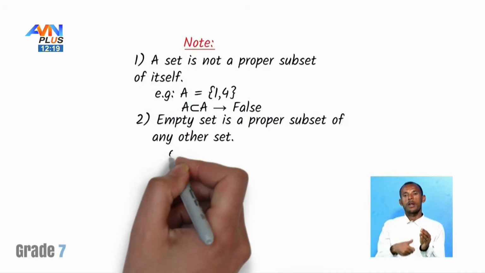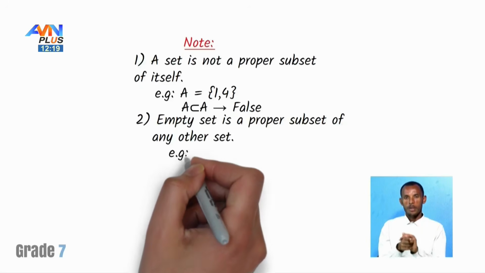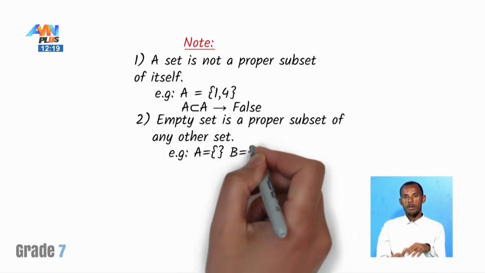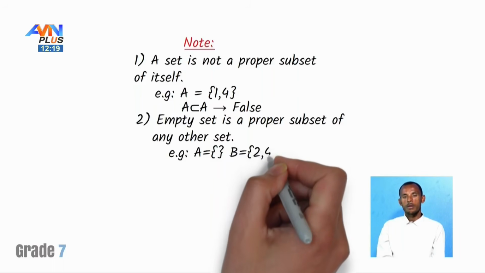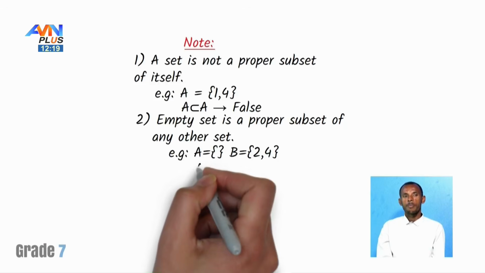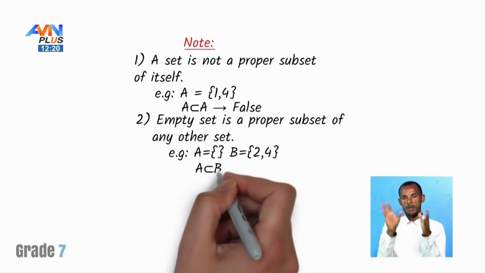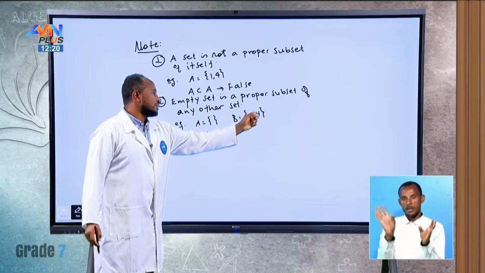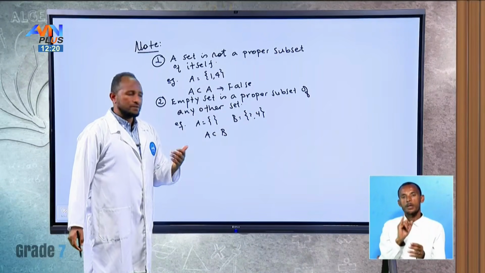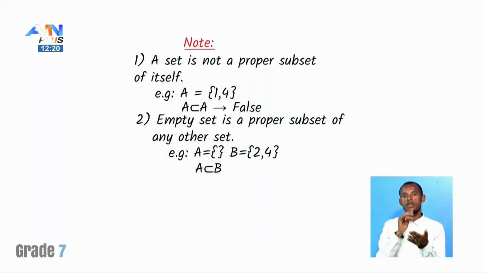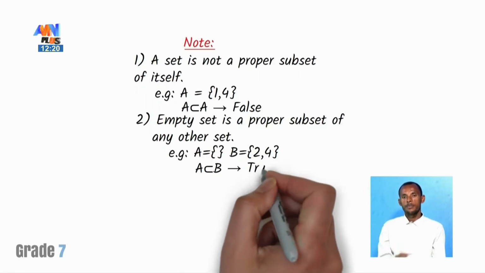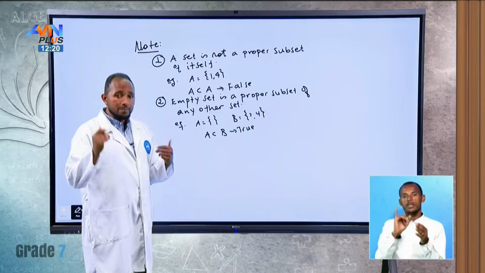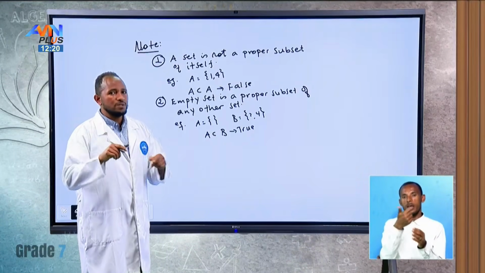So here, if you take set A as empty, and set B as any other set, say 2, 4, is A a proper subset of B? Because we said the empty set is a subset of any set, and the second set has more elements than the first, this is a true statement. So you have to know that the empty set is a proper subset of any other set, but the empty set is not a proper subset of the empty set itself.